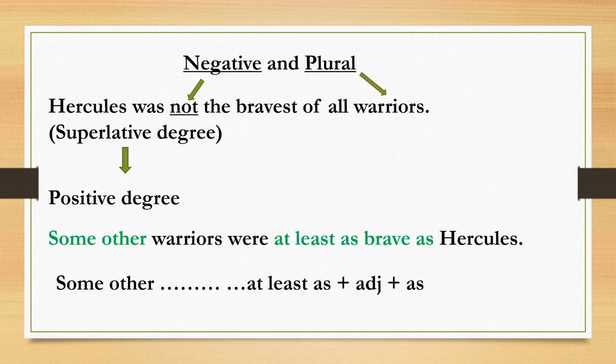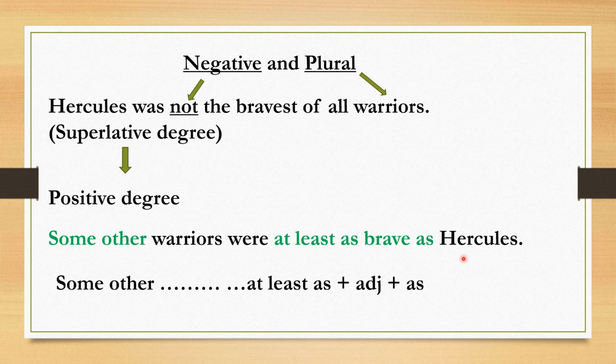Now, suppose our sentence in the superlative degree is a negative sentence. Hercules was not the bravest of all warriors. Now, to change this sentence into a positive degree sentence, we begin our sentence with the words some other, and we use the words at least, as, plus the adjective plus as in the sentence. So our sentence is, some other warriors were at least as brave as Hercules.